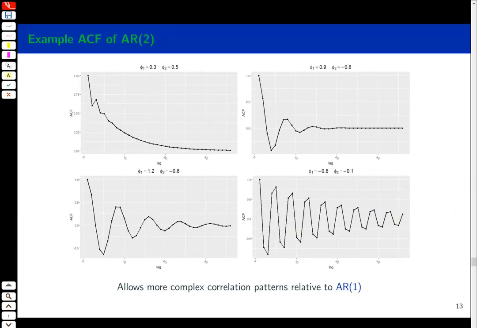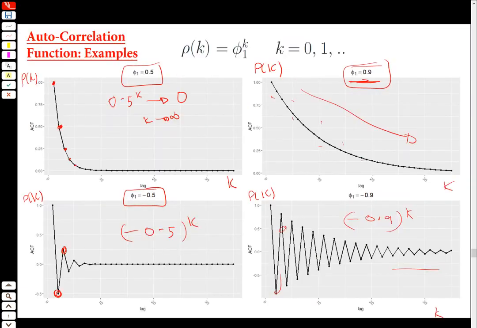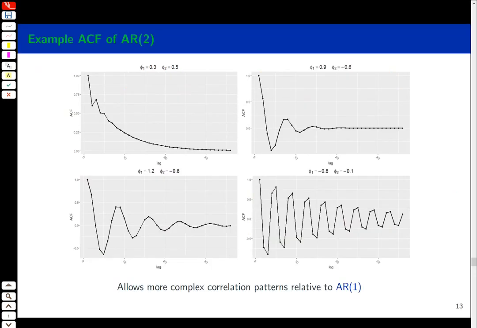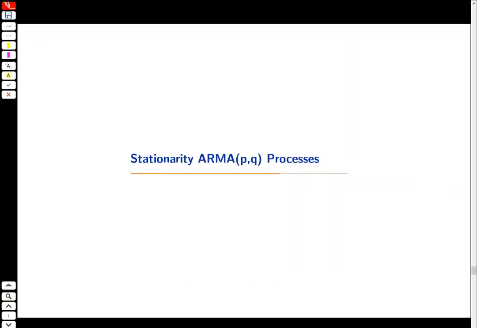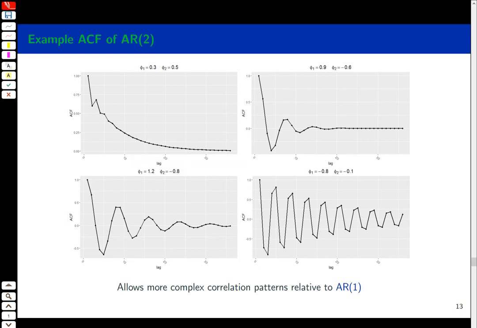And of course, the bigger phi1 is, the slower this will dissipate. So we can see a similar pattern again. It still reduces, but at a slower rate. This allows stronger correlation with the past, which also makes intuitive sense, because if phi1 is bigger, it means yt depends more strongly on the past observation.